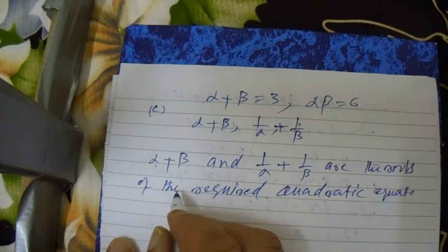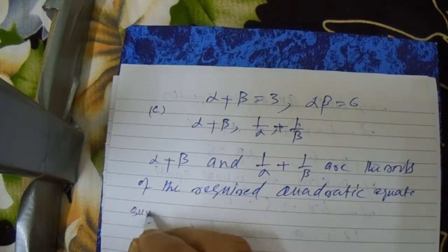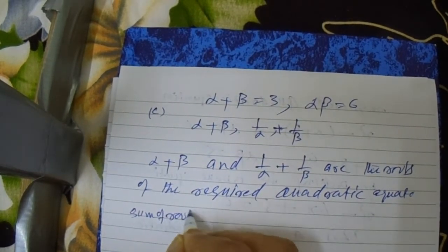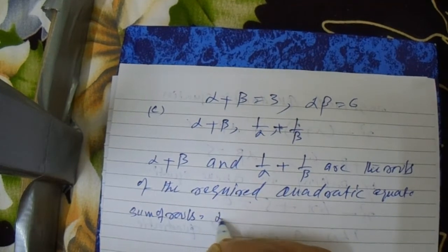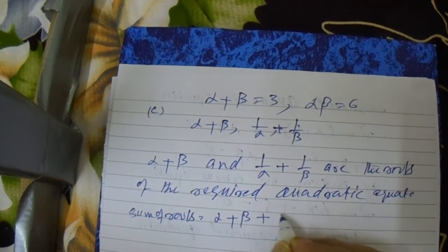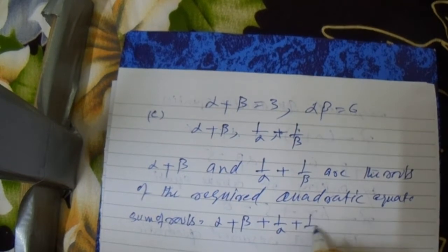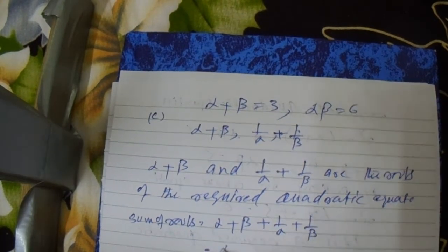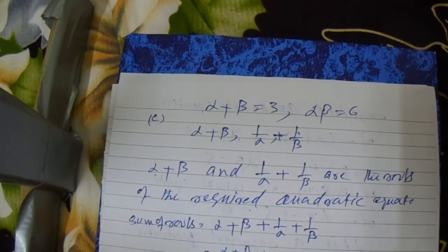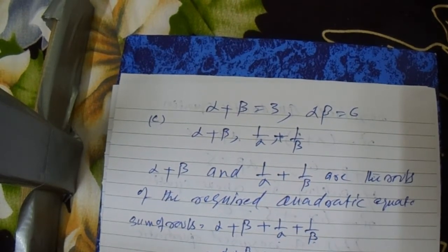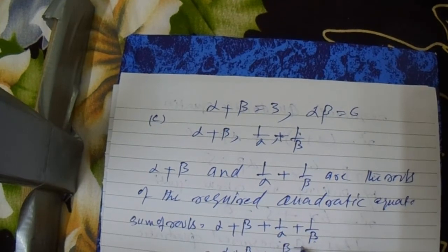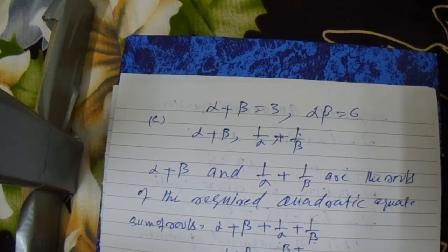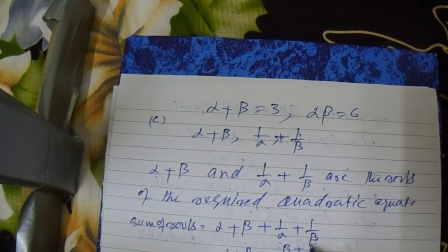Now we find the sum of roots. Sum of roots is equal to alpha plus beta plus 1 over alpha plus 1 over beta. We only solve this: alpha plus beta plus this, the LCM is alpha beta. Alpha is divided by this, we get beta, plus beta is divided by this, we get alpha. Alpha multiplied by 1, alpha.